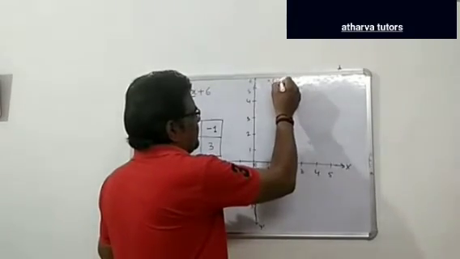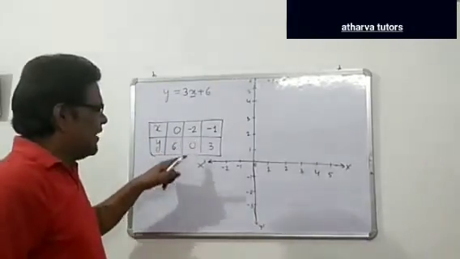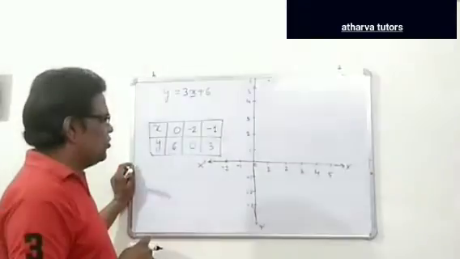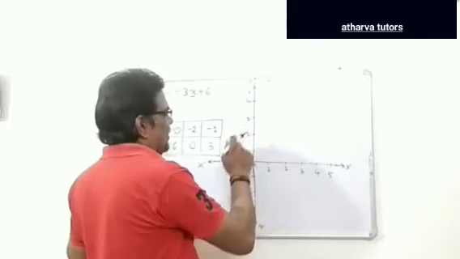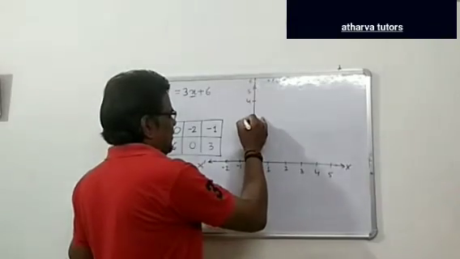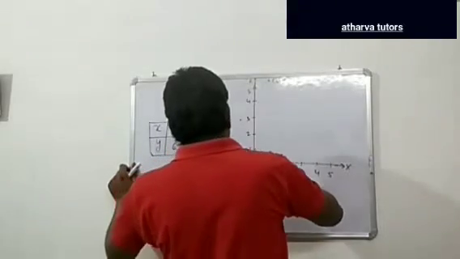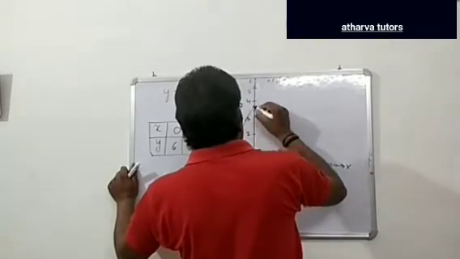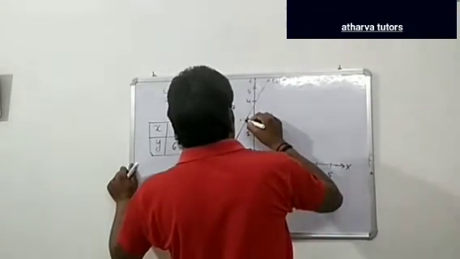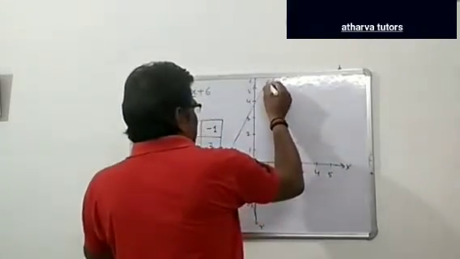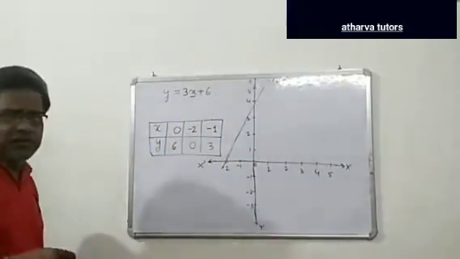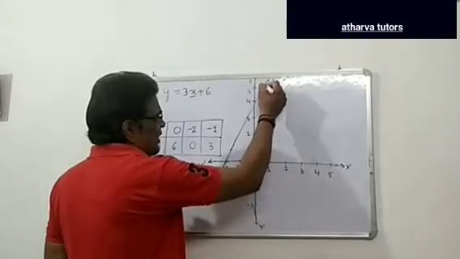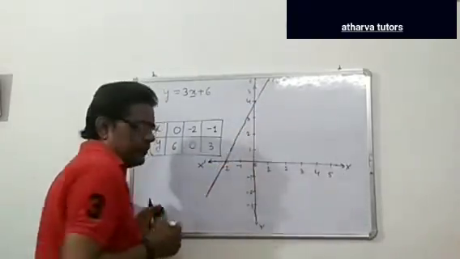This is 0, 6. Then for x equals minus 2, y is 0. That means this is your second point, minus 2, 0. Then if x is minus 1, y is 3. That is here, minus 1, 3. Now if you plot this, since I am doing it temporarily, okay, now this is the value. So I get my graph this way. It means that this is the graph of a straight line. You are getting a straight line.